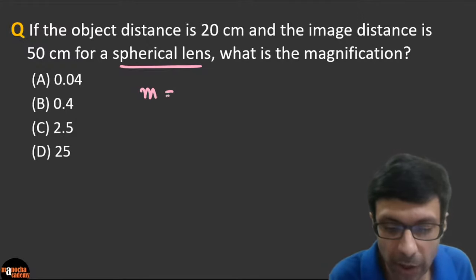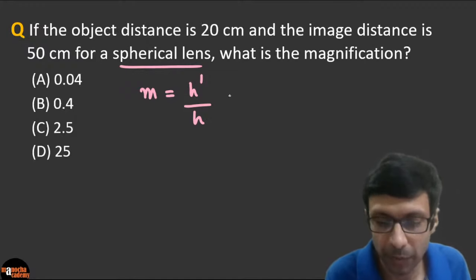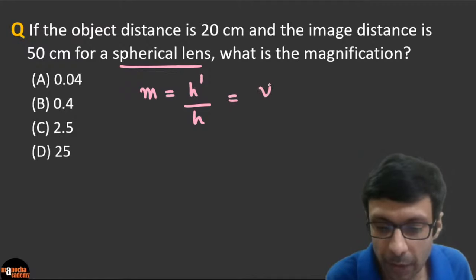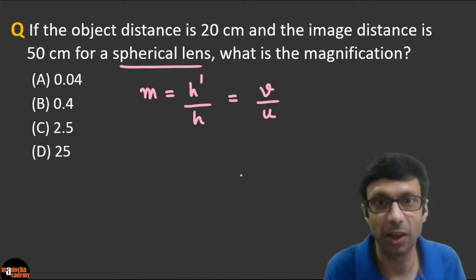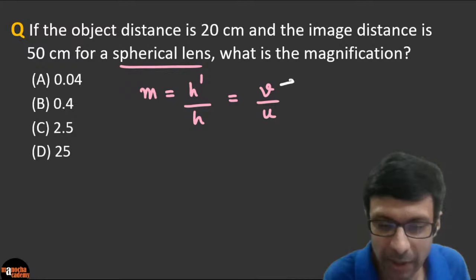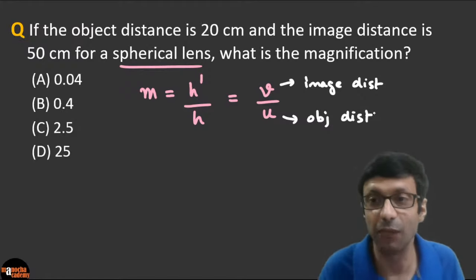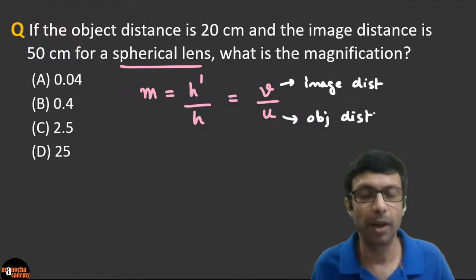Magnification, one simple formula is image height by object height, H dash by H. But for a lens, that works out to be image distance divided by object distance. Here V and U is not velocity. V is basically the image distance, divided by the object distance. And again, we have to consider that whole sign convention, positive, negative.